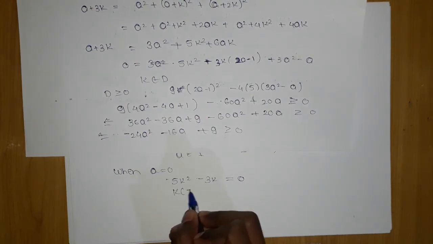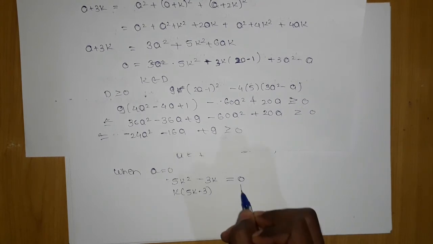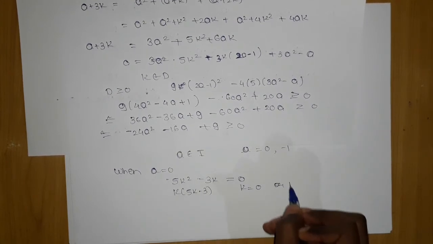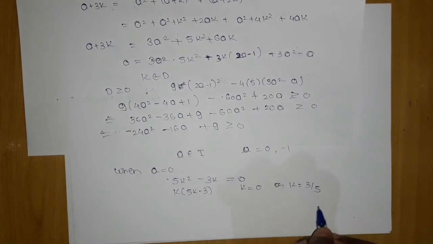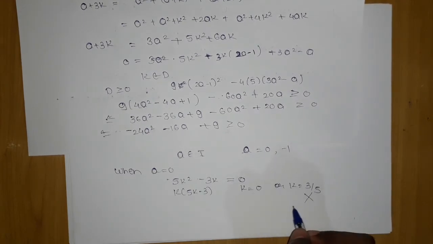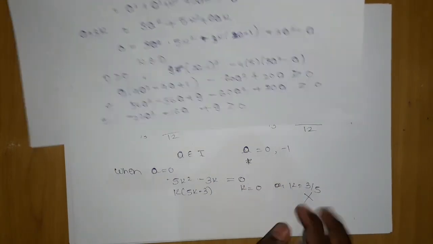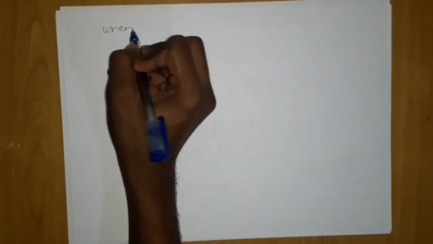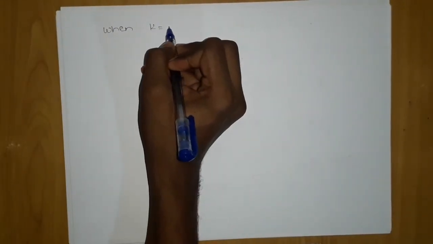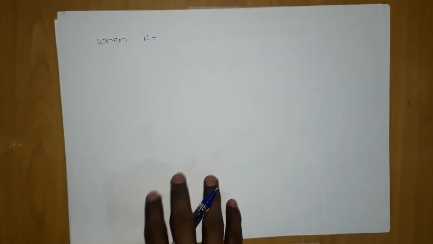So what are we getting? k is equals to 5k minus 3, so k is equals to 0 or k is equals to 3 by 5. So this is not possible. k cannot be 0 and k cannot be a fraction. Now let me check when k is equals to minus 1.